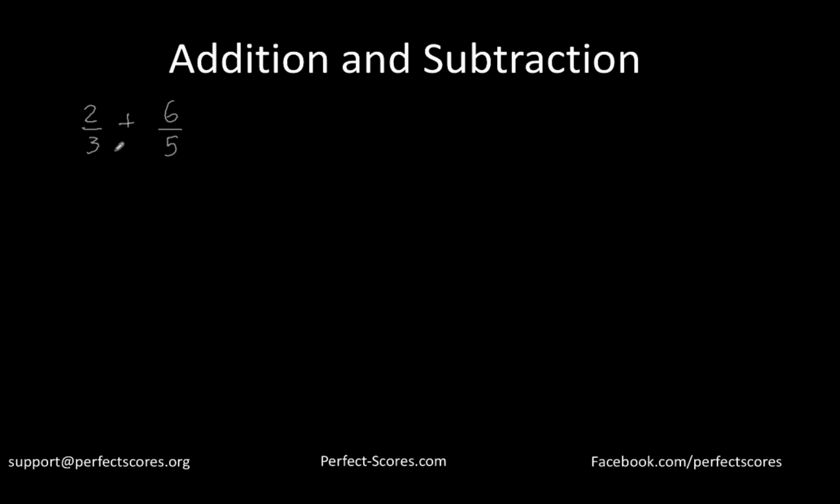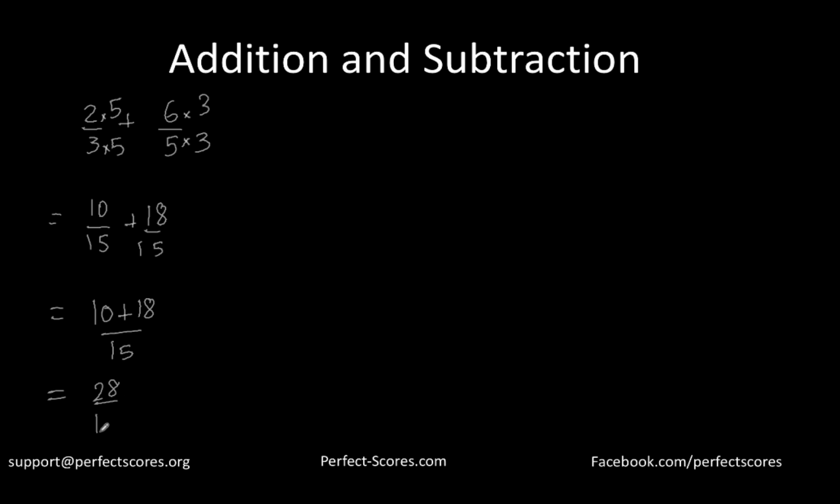So what I can do here is multiply this by 5 and multiply this by 5. I can multiply this by 3 and multiply this by 3. Fine. So that will actually become 10 over 15 plus 18 over 15. And then I can just add them up. That is 10 plus 18 over 15, which is equal to 28 over 15. Fine. Now that is a way of doing this.